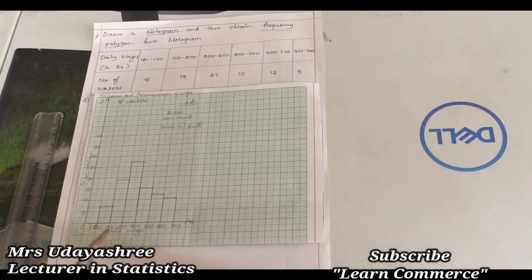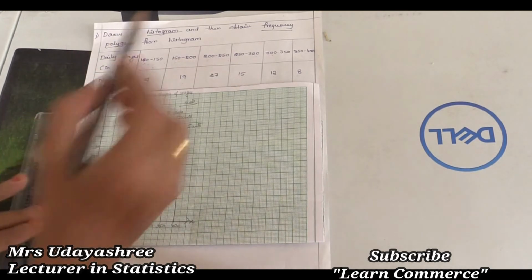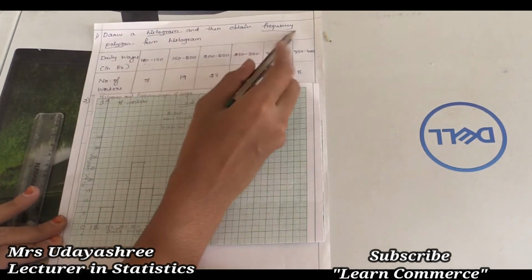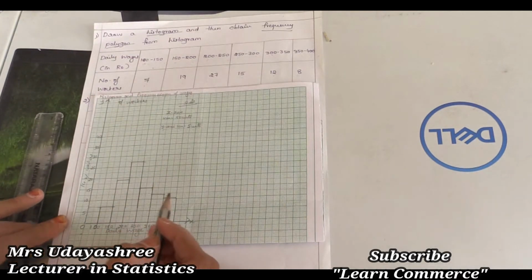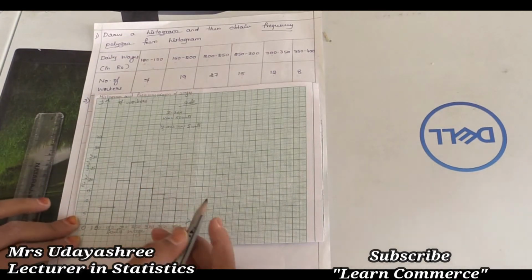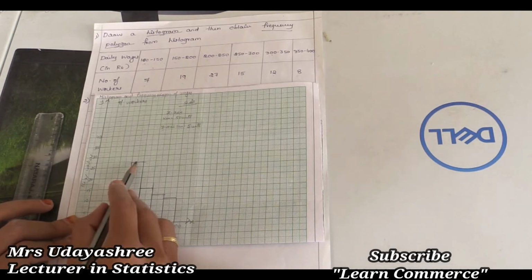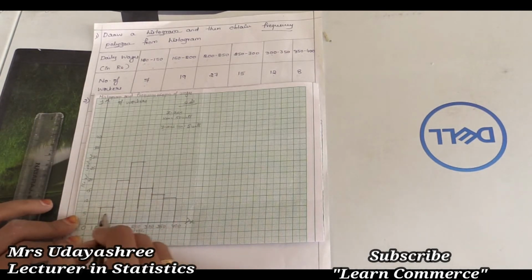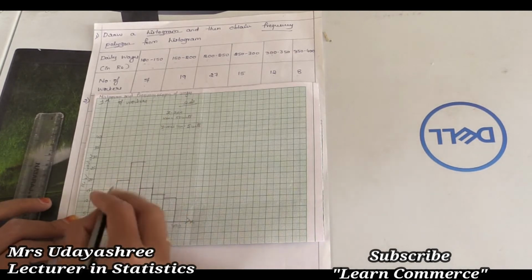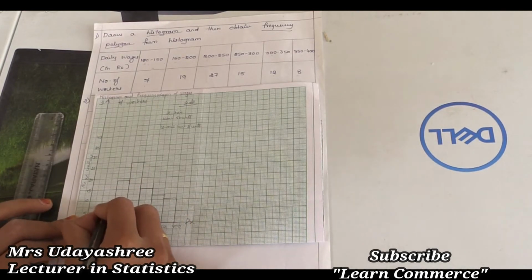Okay, next, see this is all about histogram. Next, using this histogram we can obtain frequency polygon. So how to construct frequency polygon? First we need to mark midpoint of upper horizontal lines of each rectangle. These are rectangles, so these are upper horizontal lines.